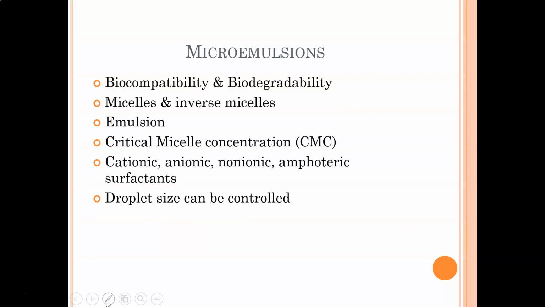Now to form these kind of micelles, it's very important to have a proper concentration of both the phases, which are immiscible. And that's what we call as the critical micelle concentration. You can make use of chemicals which are cationic, anionic, non-ionic, amphoteric surfactants. All these can be used to make micelles. And the droplet size can also be controlled on the basis of the concentration of these chemicals that you make use of.